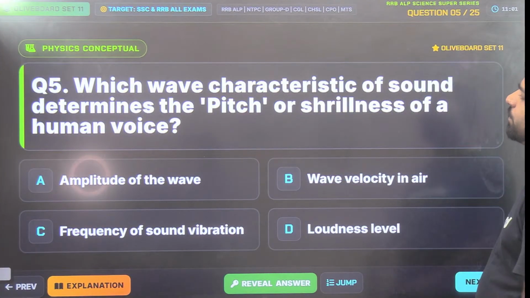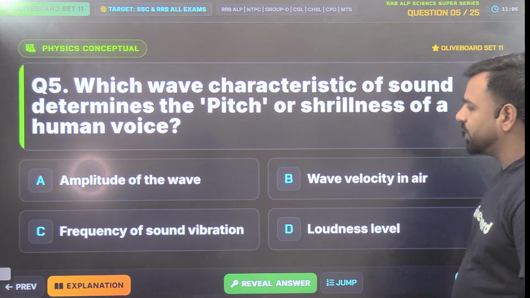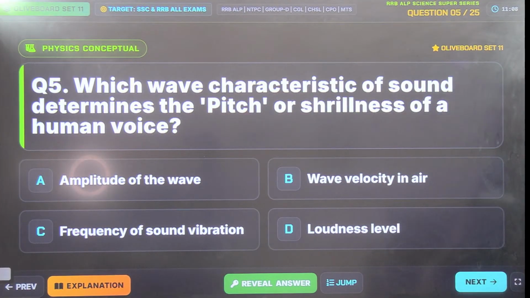Next. Which wave characteristics of the sound determines the pitch or shrillness of the human voice? Is it amplitude, wave velocity in air, frequency of the sound vibration, or loudness level? So what do you think should be the correct answer in this case?